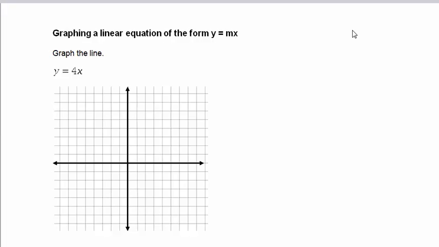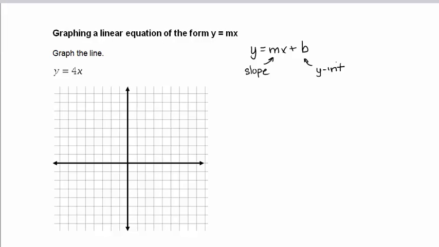Here we're asked to graph a linear equation of the form y equals mx. So if you remember, the slope-intercept form of the linear equation is just y equals mx plus b. And then if you remember, m is our slope, and b is our y-intercept.